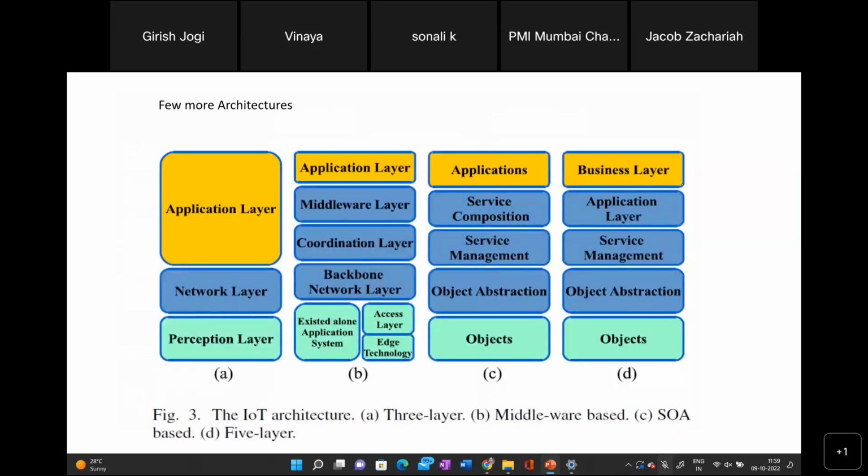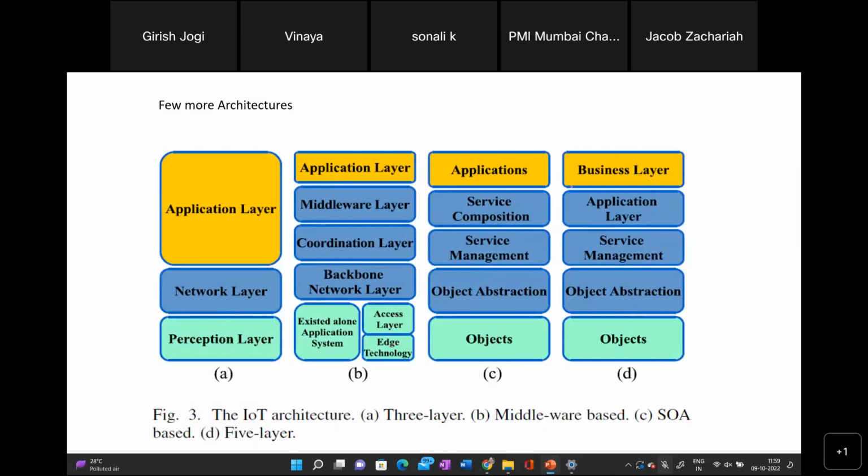As I said, there are many architectures depending on the requirement of the user. The perception, network, and application layers are the basic architecture. This is further divided: the application layer can be reduced, and then a middleware layer or coordination layer and a backbone network layer are added, and the perception layer is divided into an access layer and an edge layer.